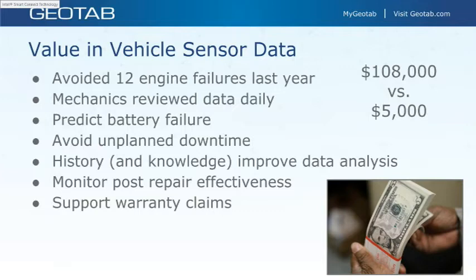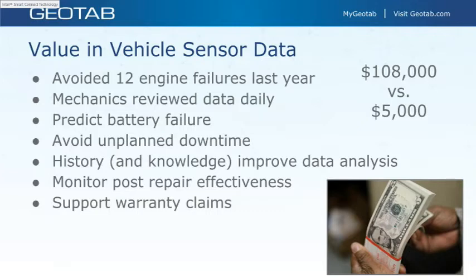because it's very complicated at times to pull it all together. One super user mentioned to me that they avoided 12 engine failures in 1 year. And off to the right there, you'll see how much they saved versus how much preventative maintenance they put into it. They said their mechanics review this information daily.